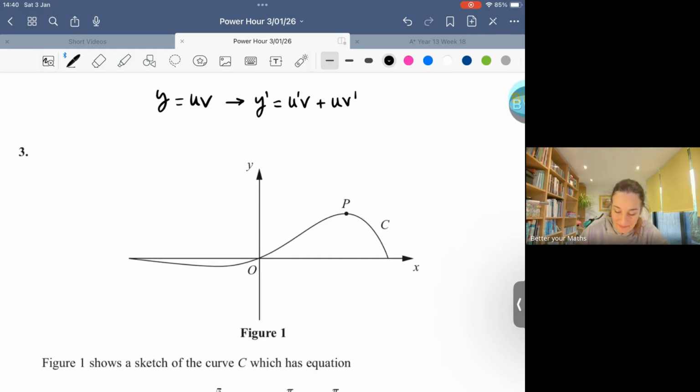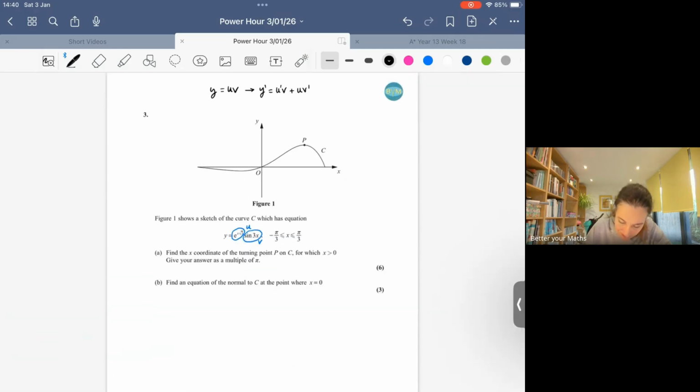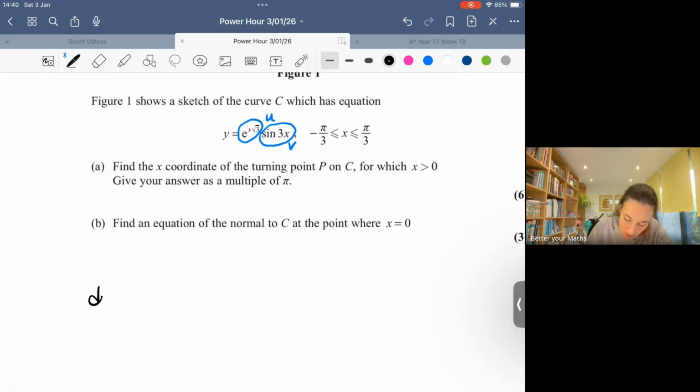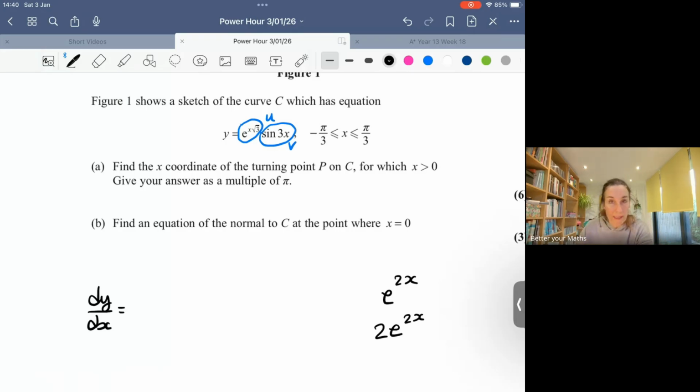So let's do that. If I think that this is u and this is v, I'm going to apply the rule that way. So the derivative of this one, multiplied by this one. Let's do that slowly and carefully. So dy by dx is the derivative of this one. Remember, e to the power of 2x, for example, has derivative 2 e to the power of 2x. When we have e to the power of 2x, the derivative is 2 e to the power of 2x. That doesn't go down by 1 or anything because it's not a polynomial, it's an exponential.